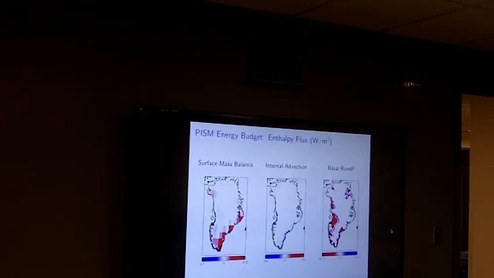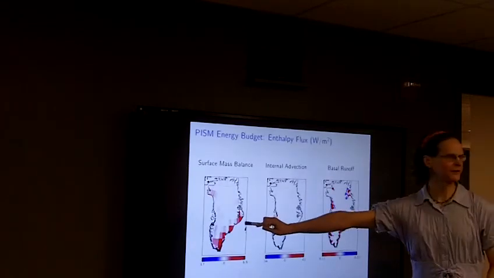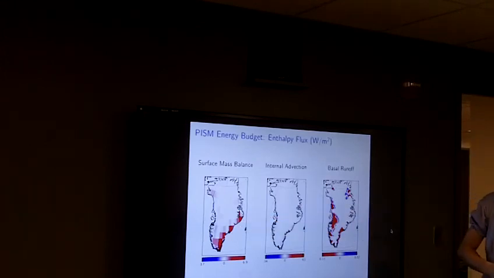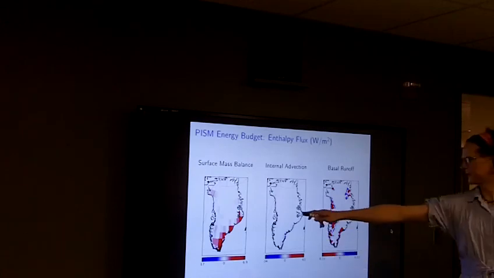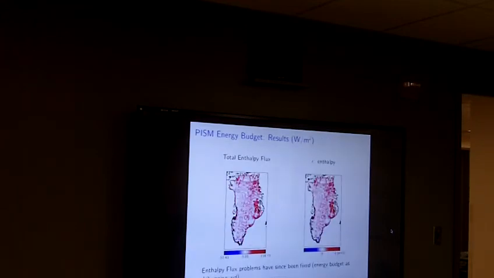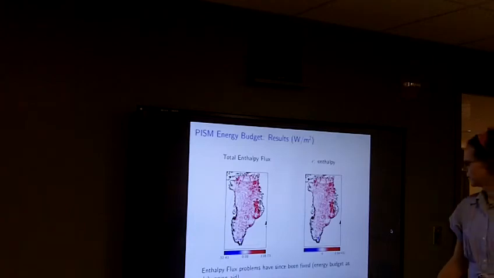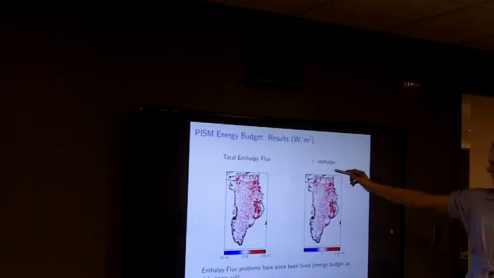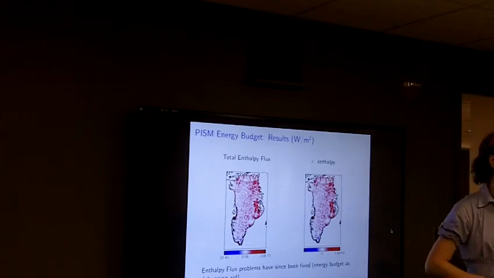Here's our energy budget. Again, surface mass balance is mass moving, but there's enthalpy involved with that. Same thing with energy. Same thing with all these three. These are the same as we just saw, except in enthalpy space. And you know, we got a somewhat different result. And here it shows that PISM was not conserving energy.